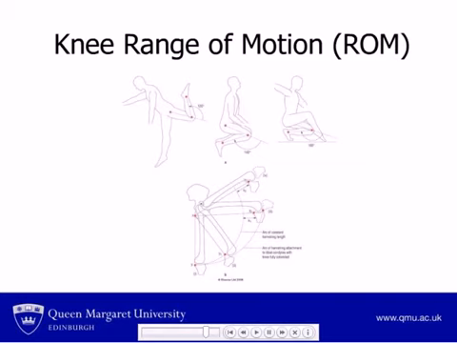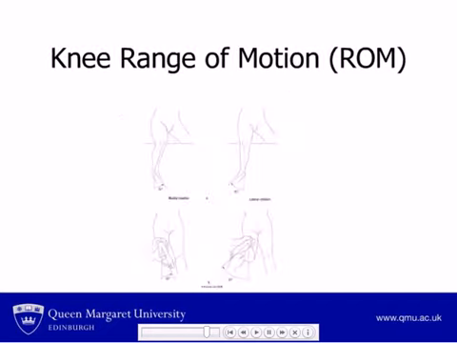Active knee rotation is approximately 30 degrees medial and 40 degrees lateral. Different texts may say different things. It also depends whether the movement is active or passive. Have a look at the next slide. Slide 22. This shows range of motion being tested actively and passively for rotation at the knee.